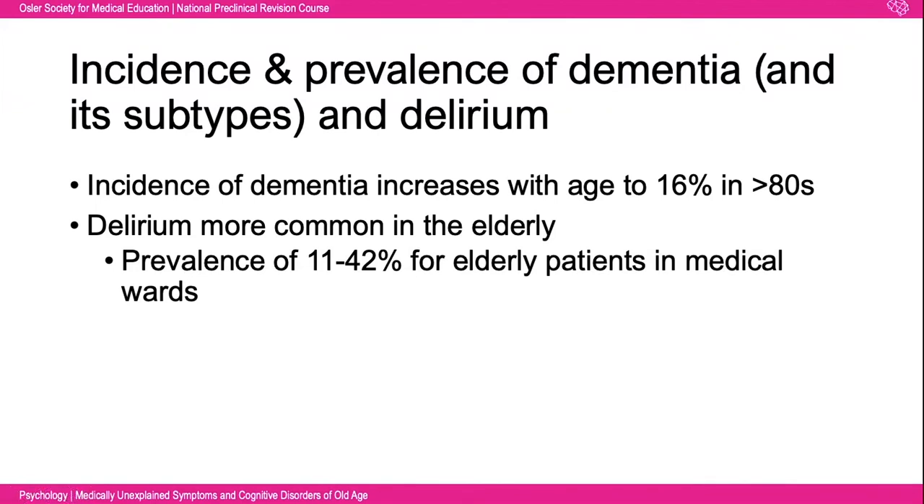So how common is dementia? Well, the incidence of dementia increases with age to 16% in those over 80. Delirium is also more common in the elderly. It has a prevalence of between 11 and 42% for elderly patients in medical wards.